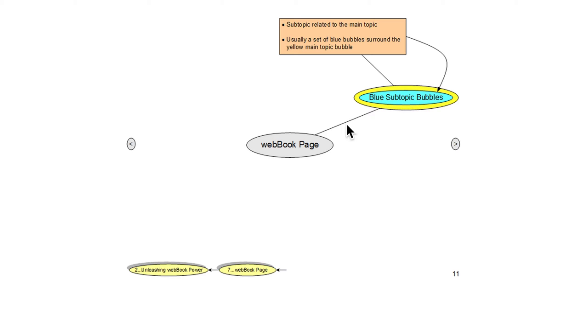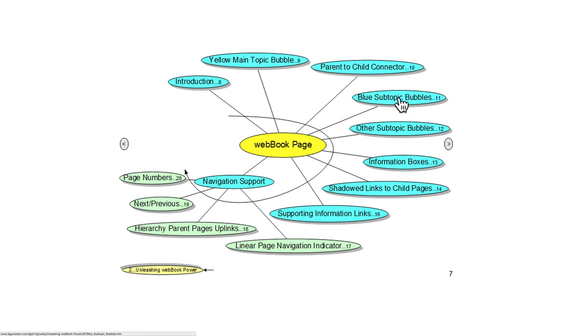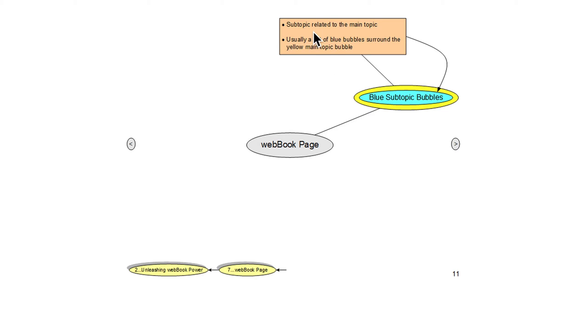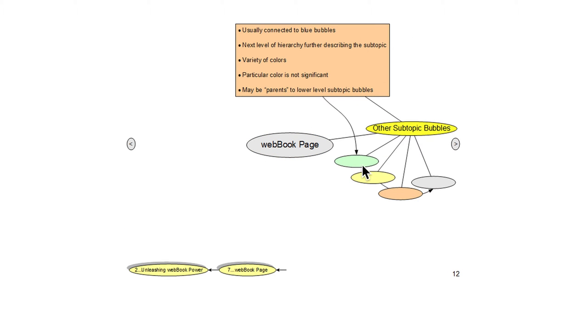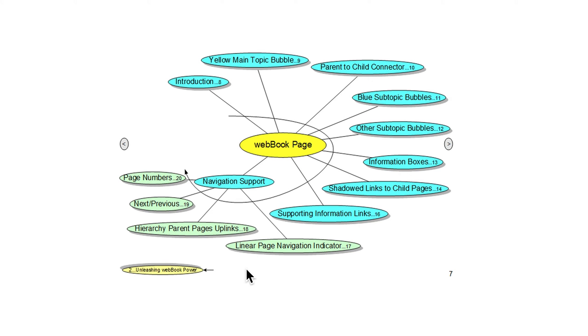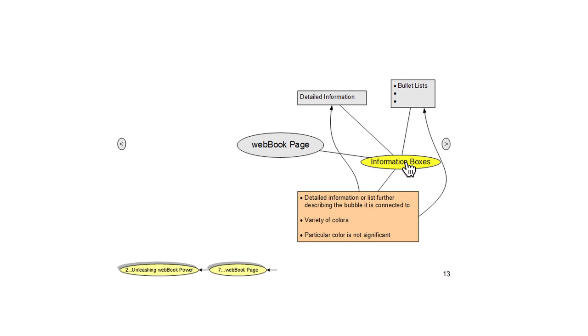Next is blue subtopics, and we're familiar with the blue subtopics here. These are the subtopics that are related to the main topic, and there's usually a set of blue bubbles surrounding the main yellow bubble. There can be other subtopic bubbles, connected to the blue bubbles usually, and they can have a variety of colors. The color is not significant. Also on web pages, you can have the other simple forms we're talking about: the detailed information and the bullet list, and those can be a variety of colors.